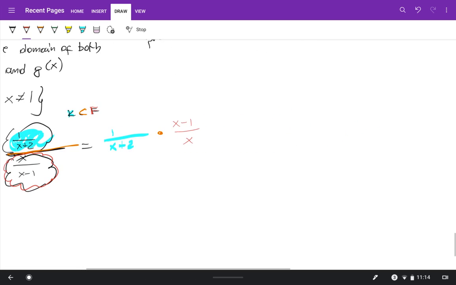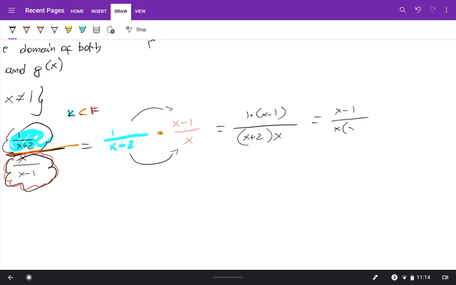And now instead of division, you have multiplication. So we know how to multiply fraction by fraction: you multiply top with top and bottom with bottom. So we have 1 times x minus 1 over x plus 2 times x. So that will be x minus 1 over x times x plus 2. And that's how they left the quotient.